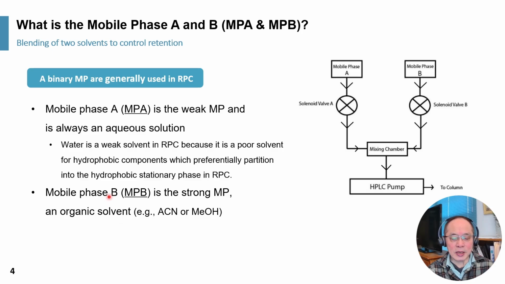Mobile phase B is the strong mobile phase. It is generally an organic solvent, such as acetonitrile or methanol.